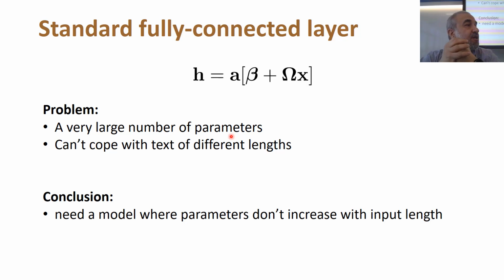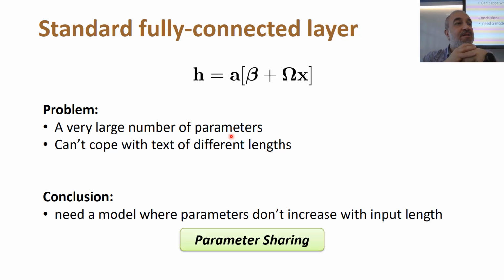Because if it's a function of the size of the input, that means the number of parameters will get bigger and bigger as we have longer input text. So we need a model where parameters don't increase with input length. This means that we need to share parameters across words. There shouldn't be some parameters that are concerned with words in specific positions.